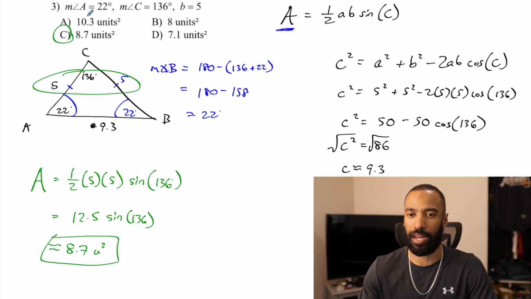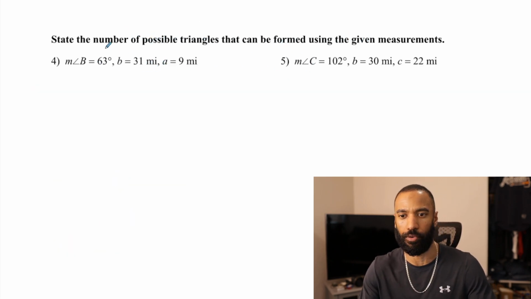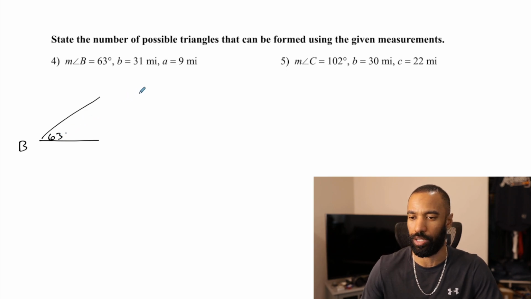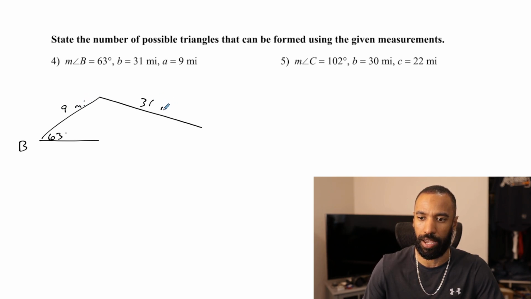Okay, I'm going to move forward, and I have 4 problems here. We're going to state the possible number of triangles that can be formed. So first, we're going to start with an acute angle measure B at 63 degrees. The side opposite B is 31, and the side connecting it here is 9 as far as miles go.